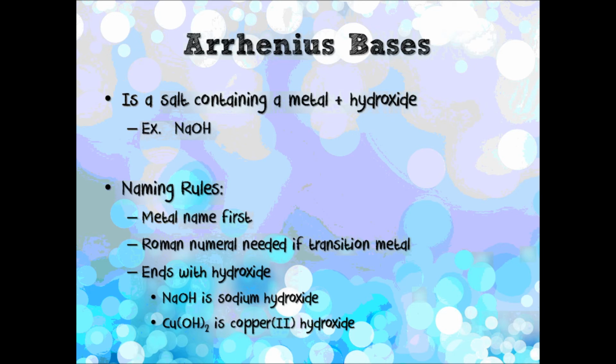Cu(OH)2 is copper(II) hydroxide. In this instance, we need a Roman numeral because copper is a transition metal. It's in the middle of the periodic table. And the Roman numeral must be used to show the charge of that transition metal.